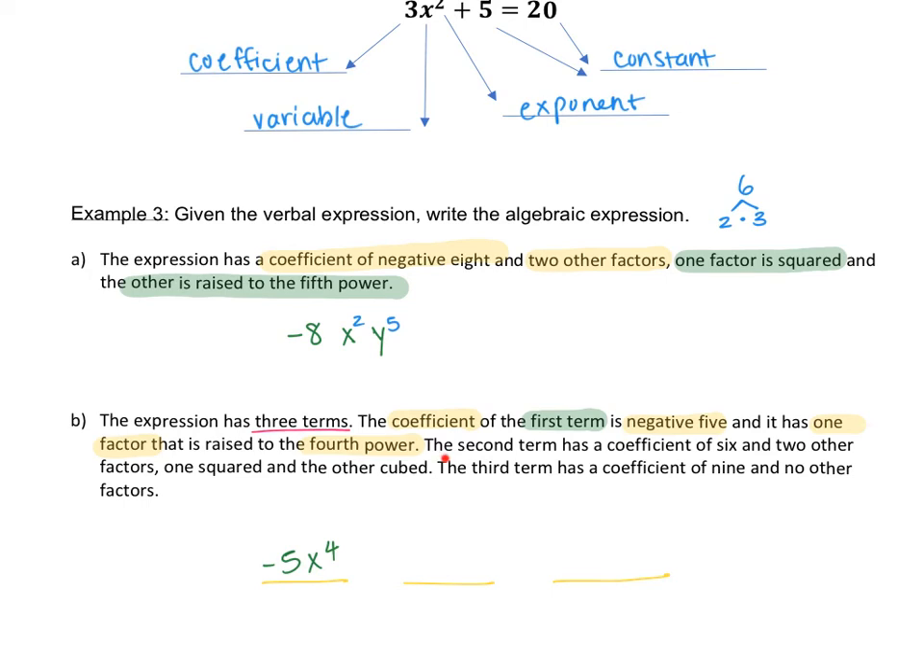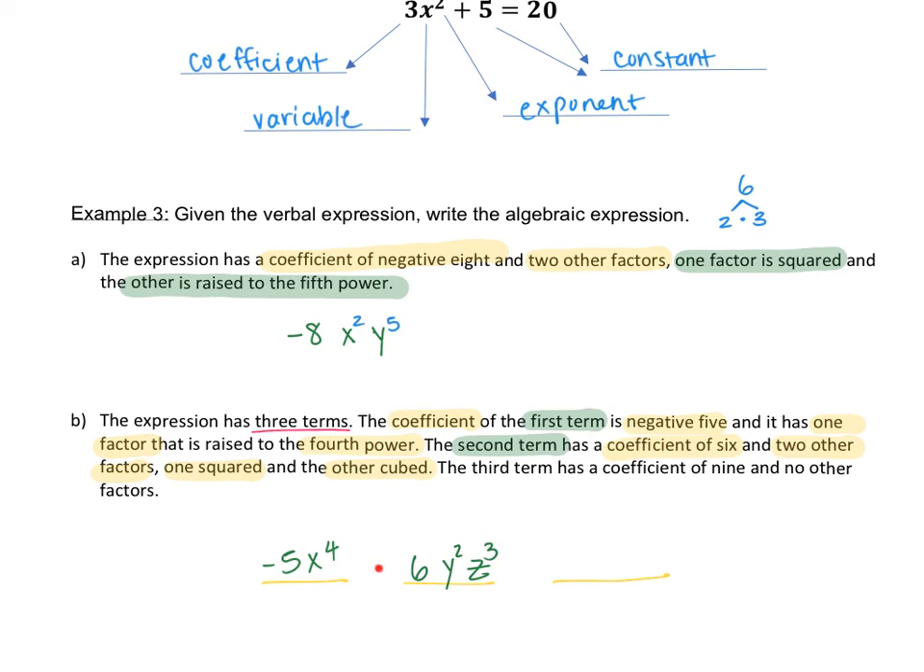Now, the next part, it says that the second term has a coefficient of 6. So let me highlight that. So it has a coefficient of 6 and 2 other factors, one squared, the other cubed. So this is for the second term. So let's write that down. So the second term has a coefficient of 6 with 2 other factors. So let's use a different letter here. So I can't use X anymore, so maybe Y and Z. One is squared, so maybe the Y is squared, and the other is cubed, so maybe the Z is cubed.